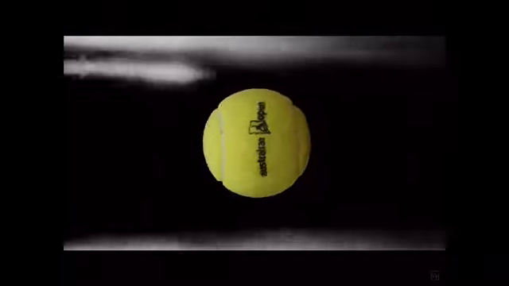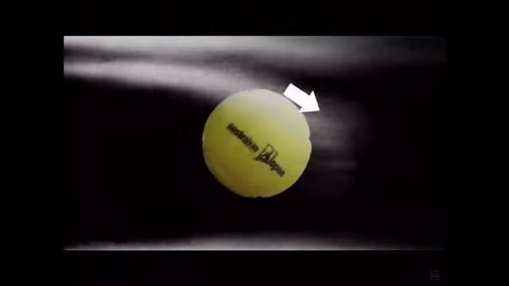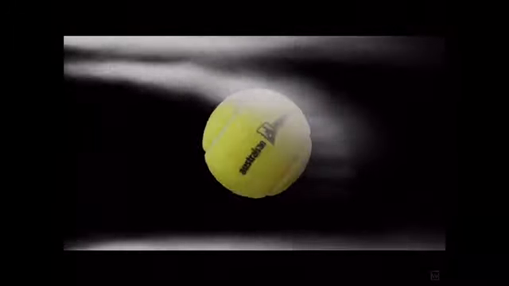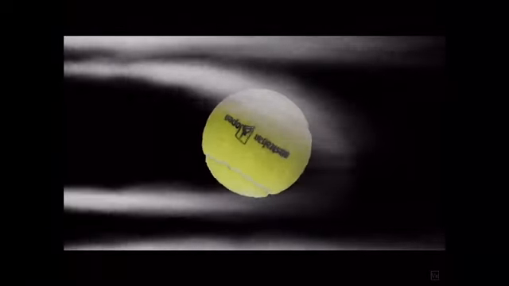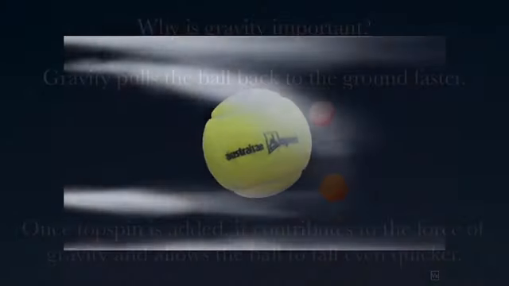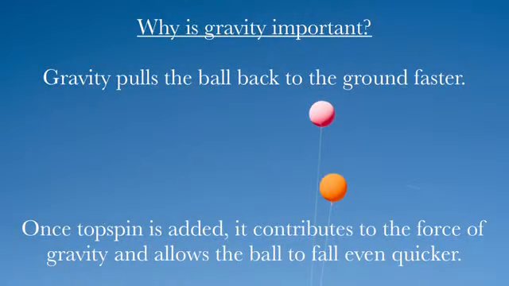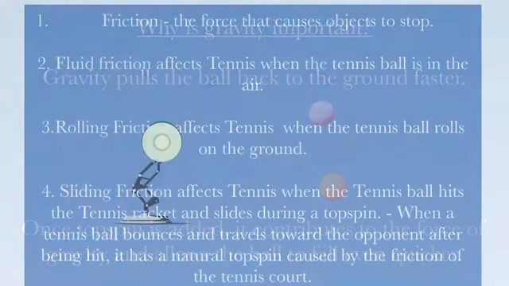Without topspin, gravity would not bring the ball down fast enough because of how hard it was hit. With topspin, the ball is forced to the ground because of the downward rotation of the ball. Gravity pulls the ball back to the ground faster. Once topspin is added, it contributes to the force of gravity and it allows the ball to fall even quicker.